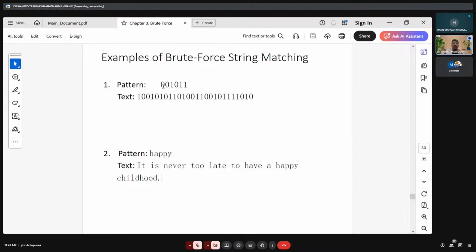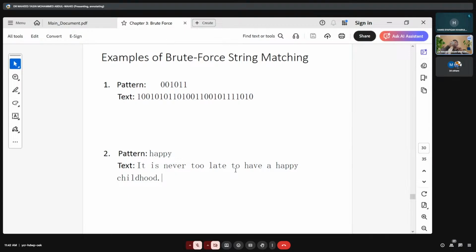So here we are finding 0011 in the text 001011. Here is the pattern, I want to find this one. Here the pattern is "happy" in the text "It is never too late to have a happy childhood." I start by comparing H with I, no match. H with T, then with space, with I, with S, until I find H matches. Yes, I go to the next one. This is what we call the brute force matching problem.